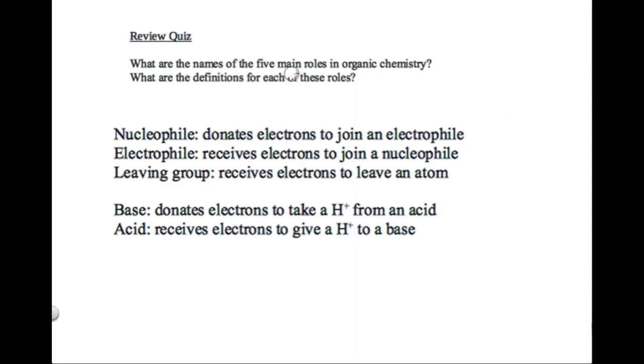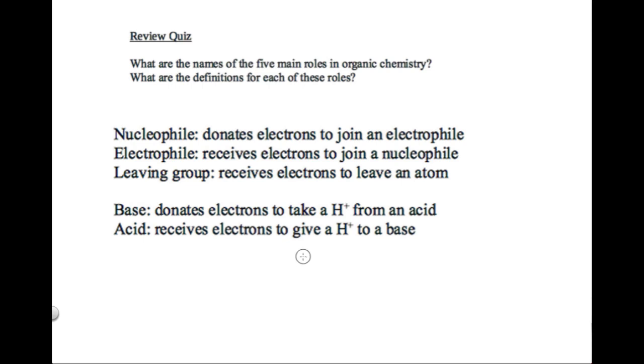You should have known that the 5 roles are nucleophile, electrophile, leaving group, acid, and base. And I hope that you attempted to give 2-part definitions for each role. It's not good enough to say that a nucleophile donates electrons. You have to say that the nucleophile donates electrons to join an electrophile. Otherwise, you can't tell the difference between a nucleophile and a base, because they both donate electrons.